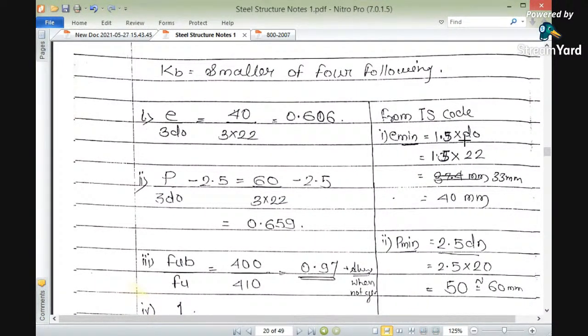e minimum is 1.5 times d0. d0 is nothing but the diameter of the hole. The original diameter of the bolt was 20. The diameter of the hole is 20 plus 2, that is 22. Here it is the diameter of the hole.